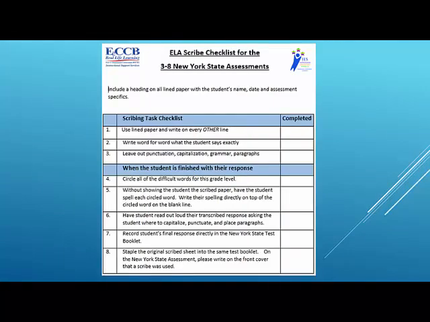We've put together a scribe checklist for you that may make it easier so that you don't forget anything. This file will have been uploaded to the same folder in case you need to print one out and begin to use it.